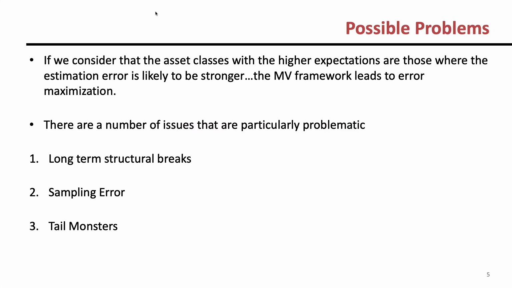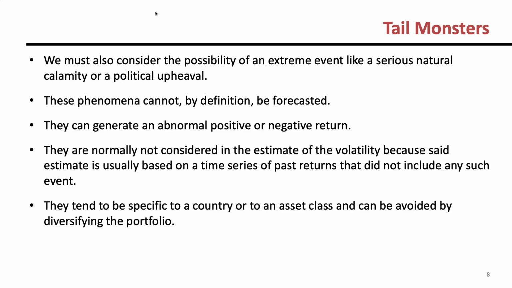So we said the structural breaks. Then, even if we are correct on our long-term return, if we are invested in a small sample, or a small number of years, we are going to get a sampling error. And then we have a third problem, that is the tail monster. Now, the tail problem is the following thing.